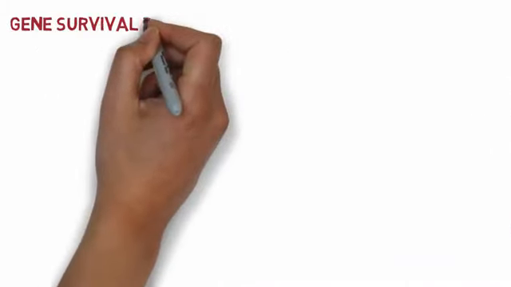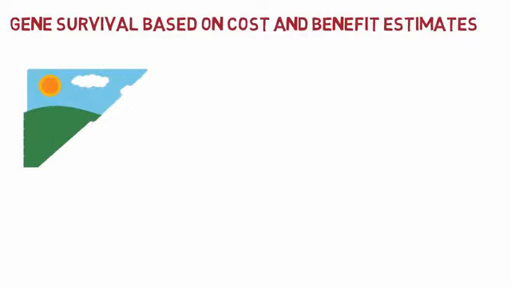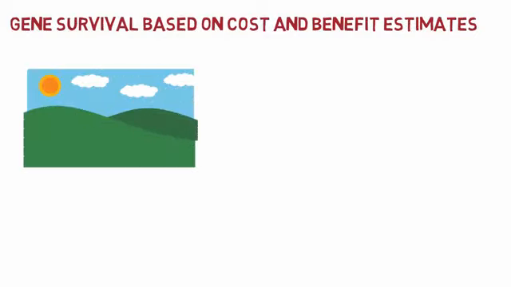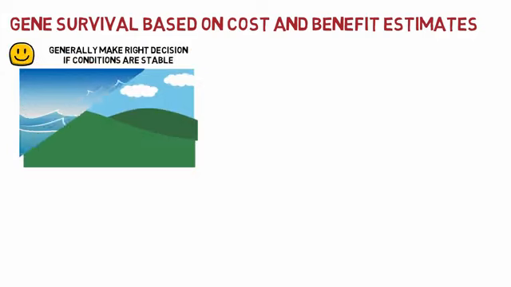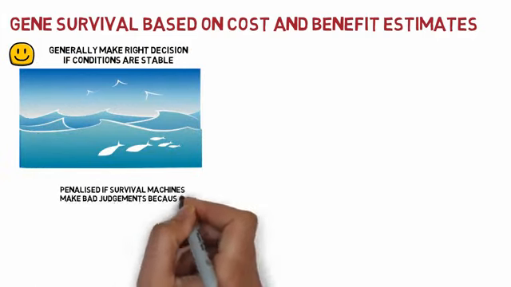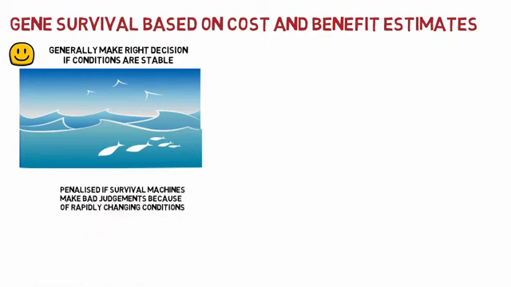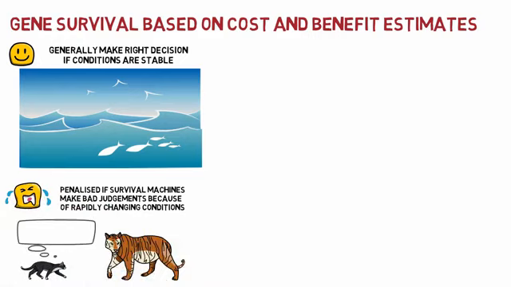Genes that have survived are based on estimates of cost and benefit of past experiences and environments of the species. If conditions do not deviate too dramatically, survival machines tend to make the right decisions. Genes will be penalized if their survival machines make erroneous judgments because of rapidly changing conditions. Therefore, Dawkins reminds us that estimates of relatedness can be subject to error and uncertainty, as survival machines need to know who is related to them.